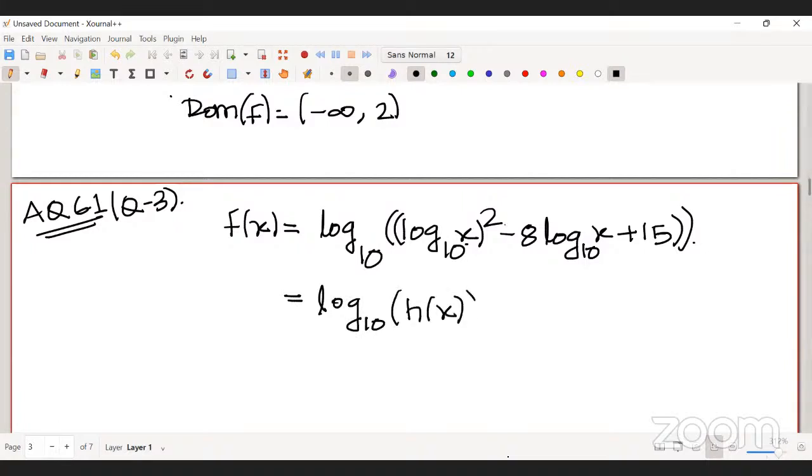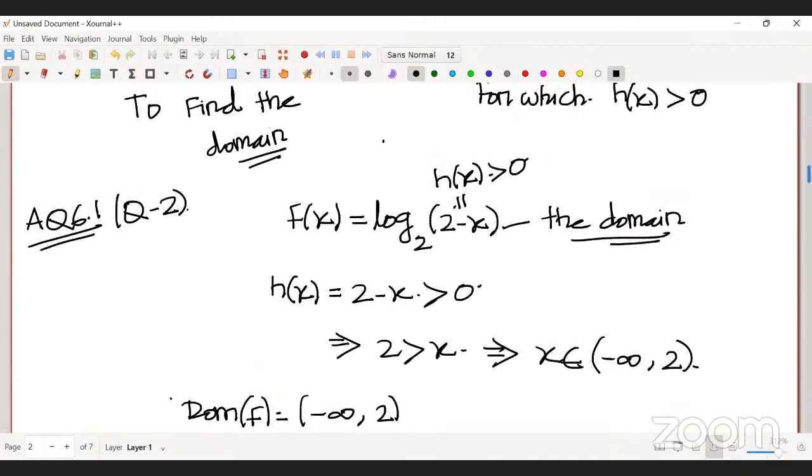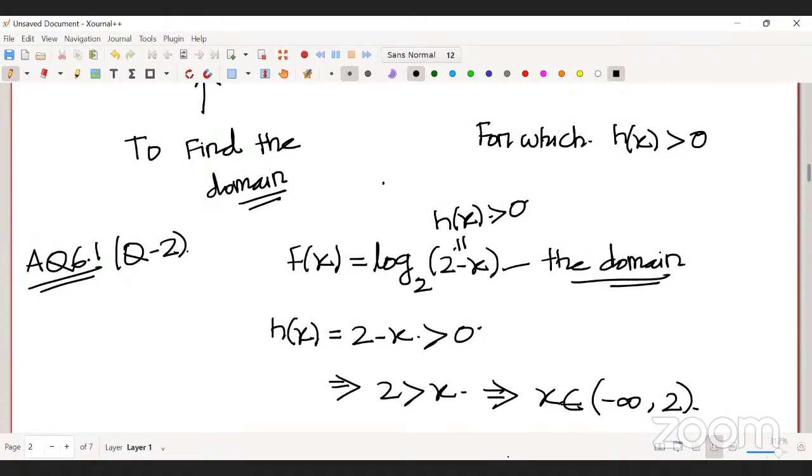This function is in the form of log base 10 h of x. So if you compare, what is h of x? We take the whole expression inside, not a single term, because this is in the form of log of h of x. So h of x is basically the whole expression. We can substitute log x base 10 as y.